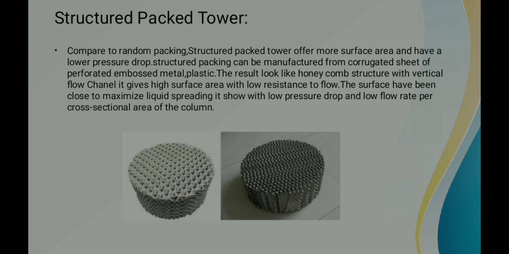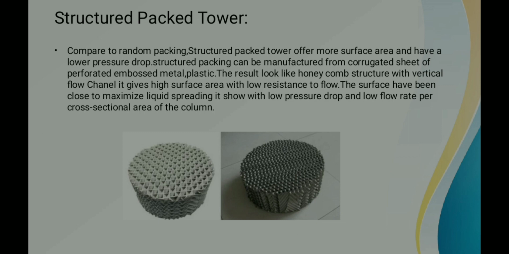Structured packing can be manufactured from corrugated sheets and perforated embossed metal, plastic, etc. Made of corrugated sheets, the design looks like a honeycomb structure with a vertical flow, and it gives a high surface area with a low resistance to the flow. The surface is close together to maximize the liquid separation. It works with a low pressure and a low flow rate per cross-sectional area of a column.